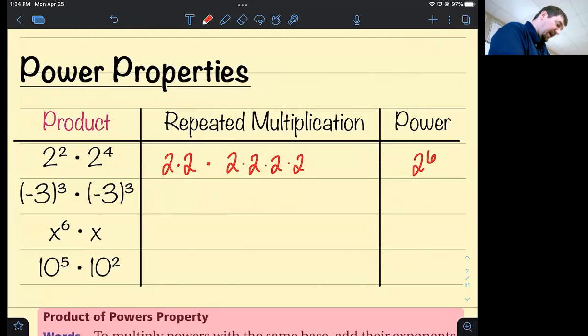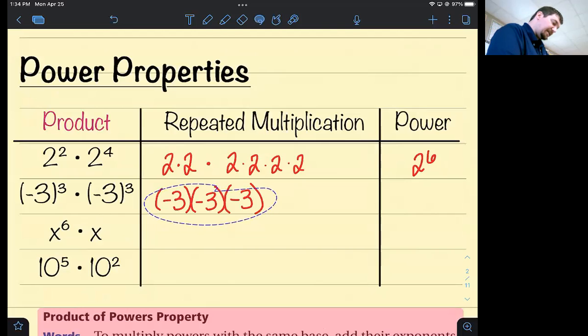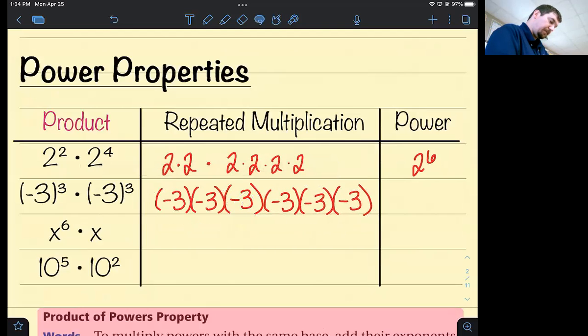Okay, next one. I've got -3. Of course, if I'm using parentheses, I don't have to put the multiplication symbol. I could just write them next to each other like that. So there's -3 to the 3rd. And then I'm going to multiply that, just copy and paste, by -3 to the 3rd. How many -3 factors do I have, Christian? 6. And because of the negative base, I have to put it in parentheses like that.